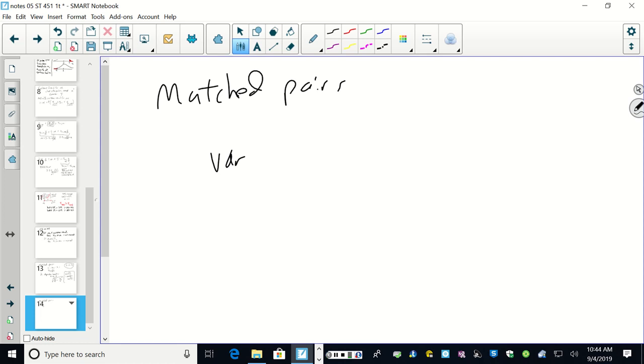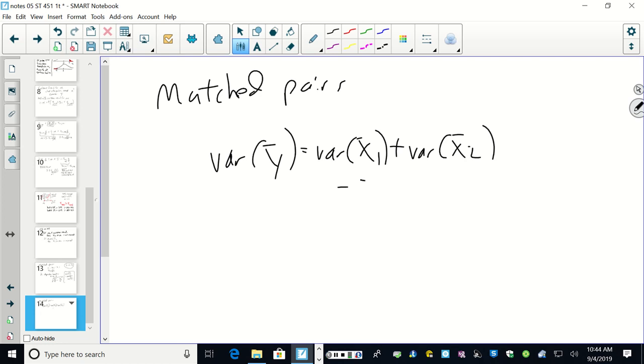In matched pairs, the variance of y bar is going to be the variance of x bar 1 plus the variance of x bar 2, minus 2 times the covariance of x bar 1 and x bar 2. In independent samples, this covariance is 0. But if it's a positive covariance, if the values tend to go together and it is very large, then the variance of y bar can be quite a bit smaller. So it's important to take that into account.